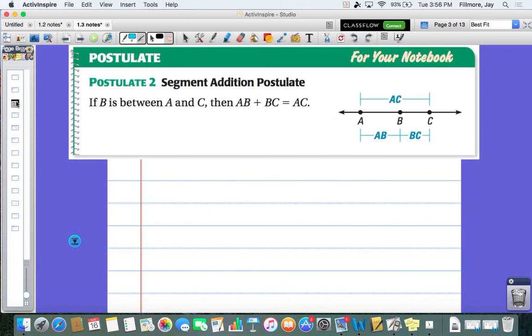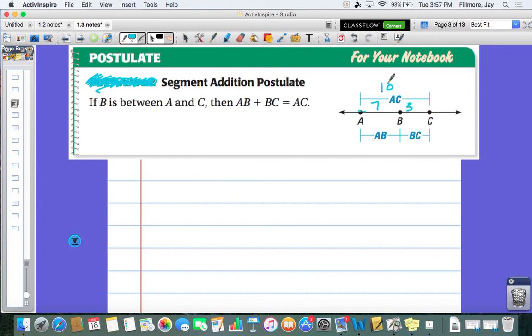This is called the segment addition postulate. We talked about postulates in the last section. Don't worry about calling it postulate 2. I want you to remember the name, segment addition postulate, which just says if you want to find the length of the whole thing, AC, then you add the two pieces together, AB and BC. So if this is 7 and this is 3, then if I add them together, the whole thing is 10. That's the segment addition postulate.